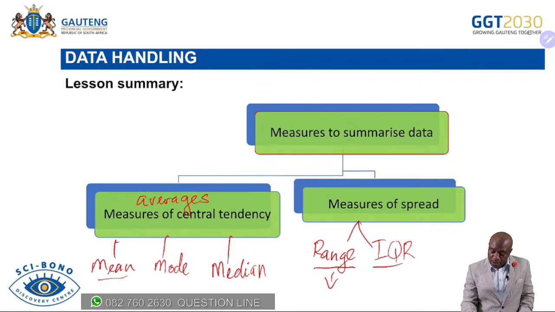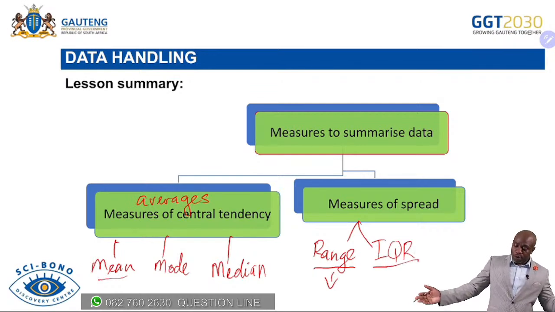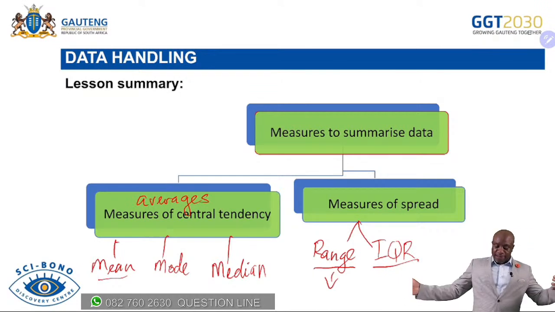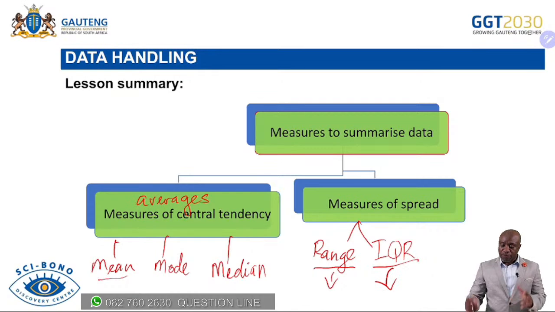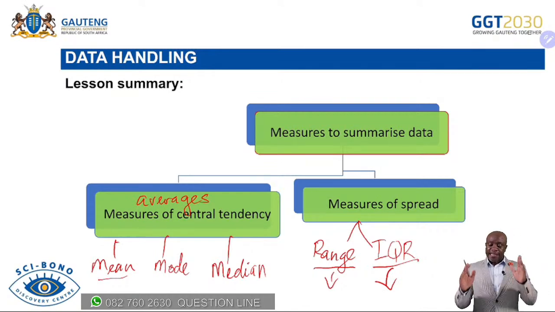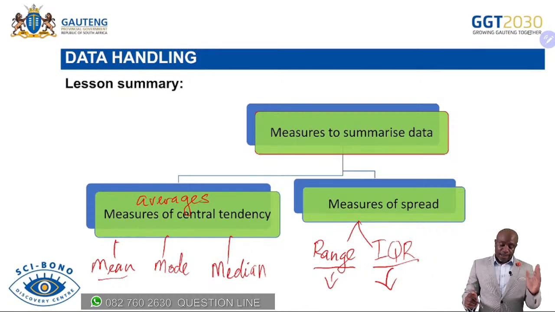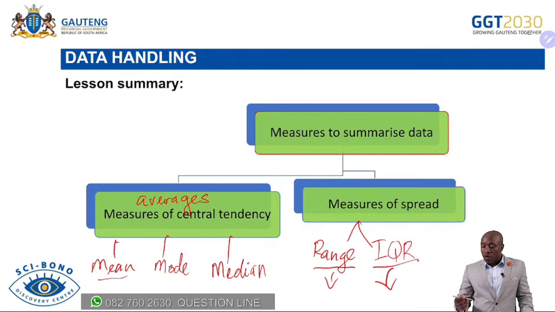Same thing with the IQR. You ignore all the other extreme values. So you are far from the madding crowd, and you go in and check what is happening in the middle of the things, in the mix of the things, and you want to find the range between the upper quartile minus the lower quartile. That summarizes our lesson on summarizing data handling. So we are summarizing our data using these measures.